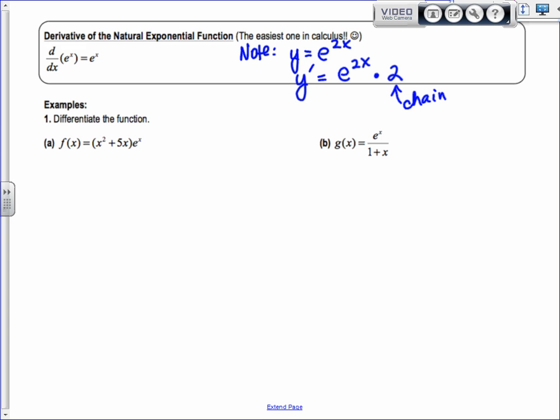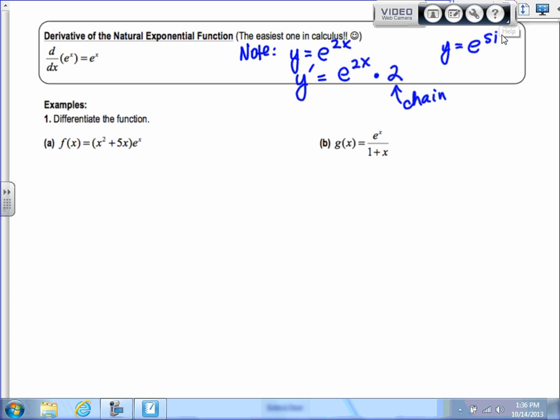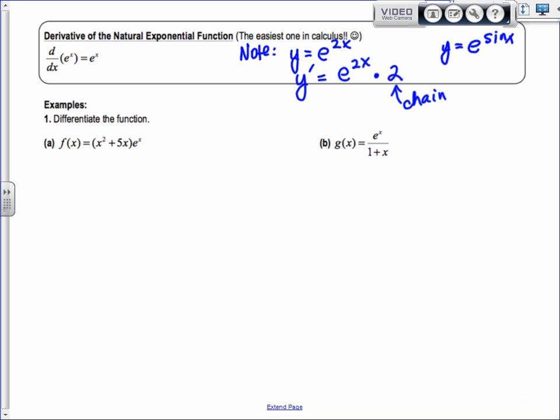So does it come out of the 2x? Exactly. It's like inside. Is it still raised to 2x? Uh-huh. It's just the same thing. So if you had e to the sine of x, the derivative of e to the sine of x is going to be y prime equals itself, e to the sine of x, times what? Cosine of x. You need the chain.